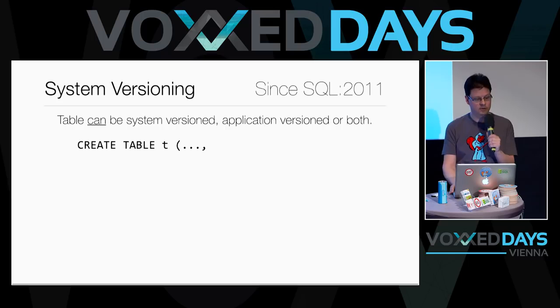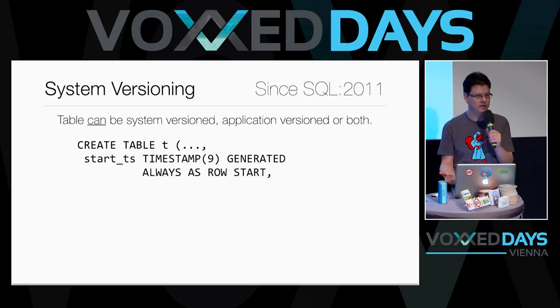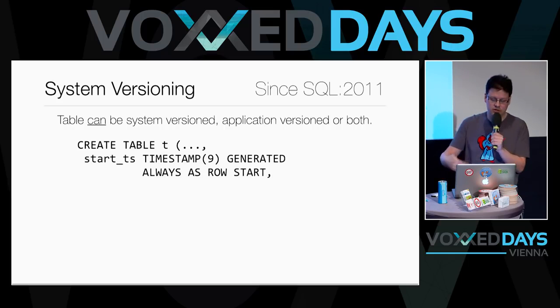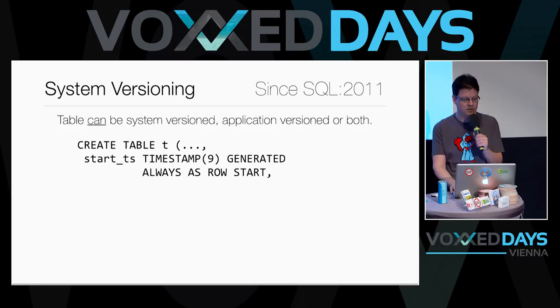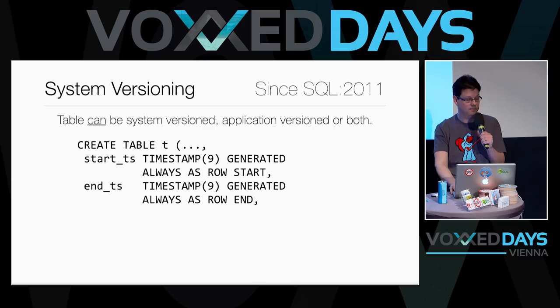So if you create a table, it might have columns. And you might want to, or you just add one more column, or two columns, which specify at which point in time, during which period, that row was valid. So you have one column that says when it was born, this version of the row, which is generated always as row start, so that the database automatically puts the timestamp in there when you make a new row version. And you have, of course, also the end time.